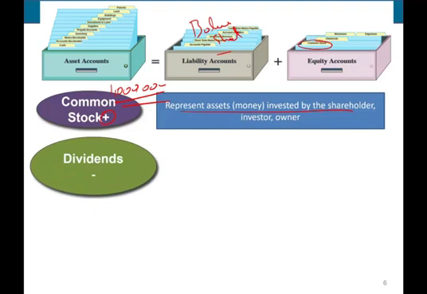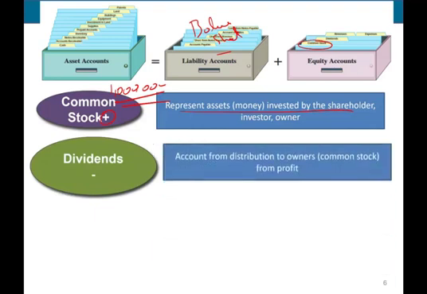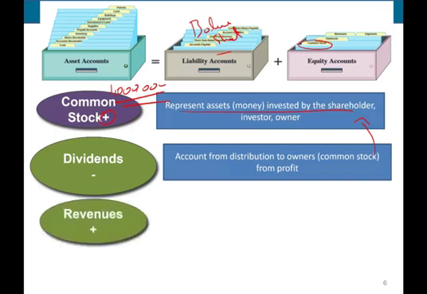Then we have an account called dividend. What does dividend represent? An account for distribution to owners, which are the common stockholders, from profit. So when we make a profit, we might distribute some money. Now, how do we make a profit? Well, we're going to generate revenues first.